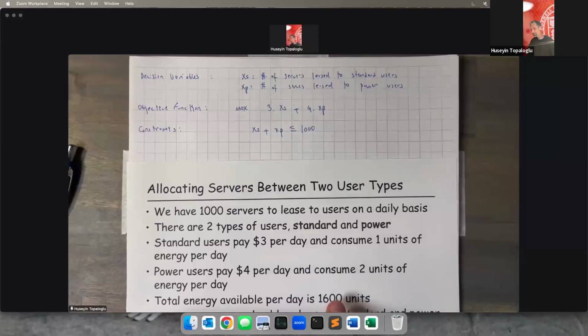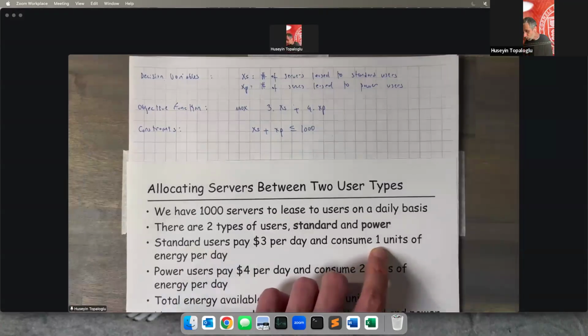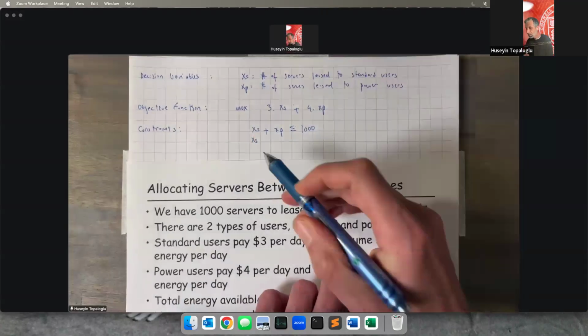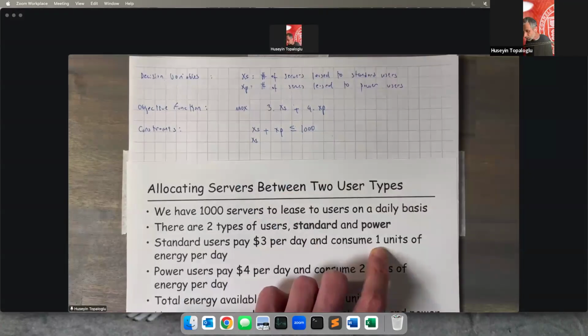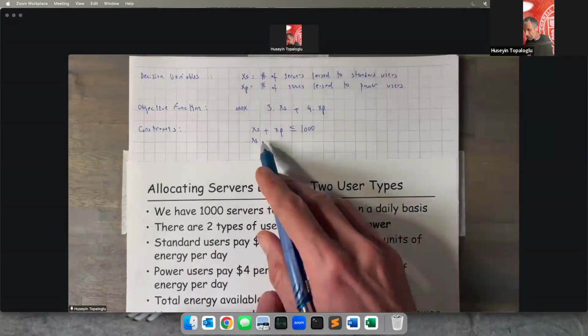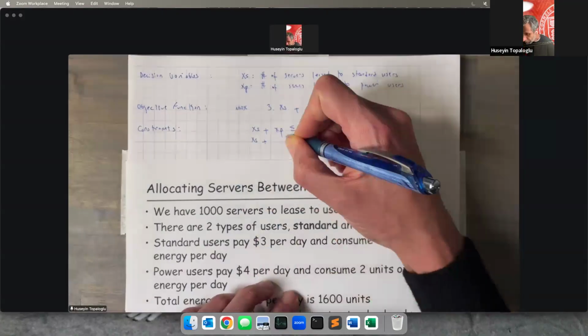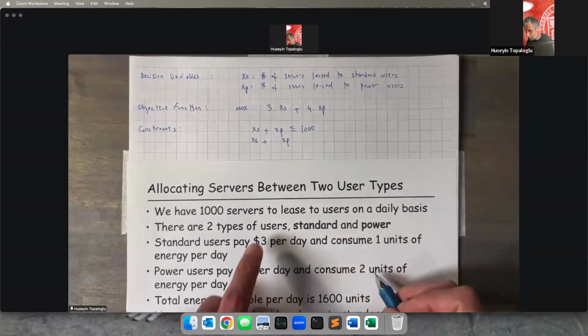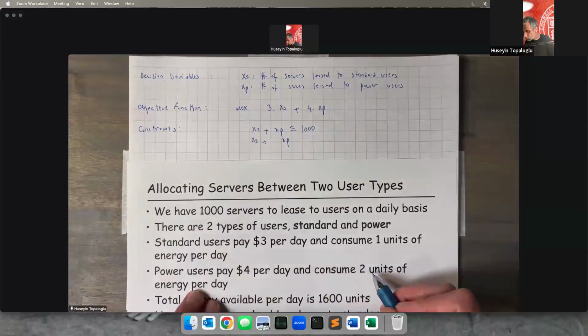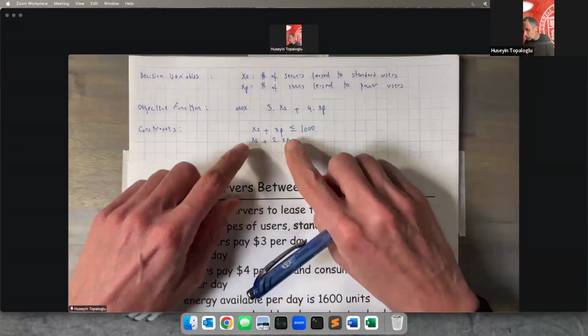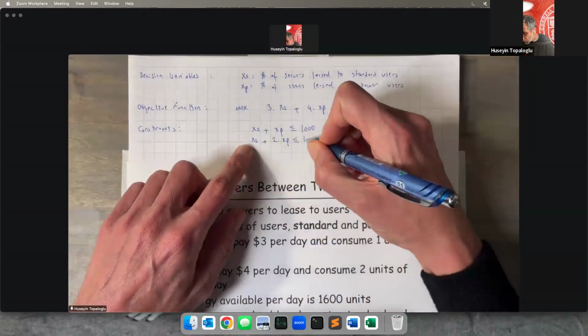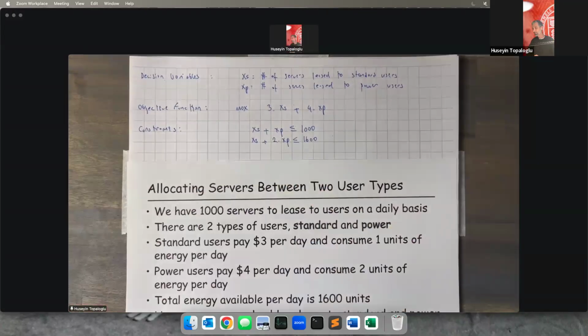We do not have an infinite amount of energy. We have 1,600 units of energy available to us per day, and the standard and power users are using energy. So let's write down the energy consumption by the standard and the power users. Each standard user consumes 1 unit of energy. So these are the number of servers we lease to standard users, and each one of these is going to consume 1 unit of energy. So that's the energy consumption by the standard users. And these are the number of servers leased to power users, XP, and each one of the power users is going to consume 2 units of energy. So now this is the total amount of energy that we use per day, and that should be no larger than the amount of energy that we have available per day. That's 1,600. So that's the second constraint that we have.